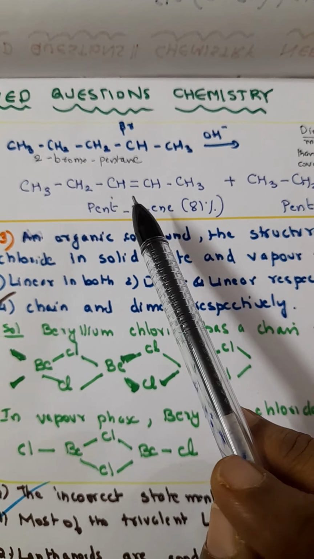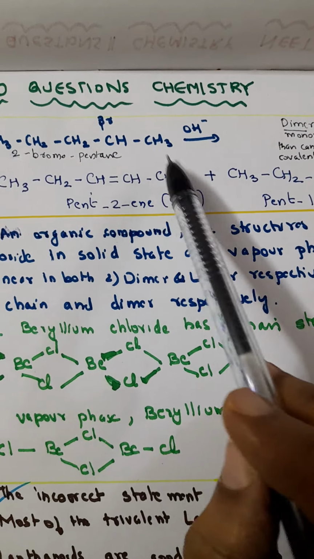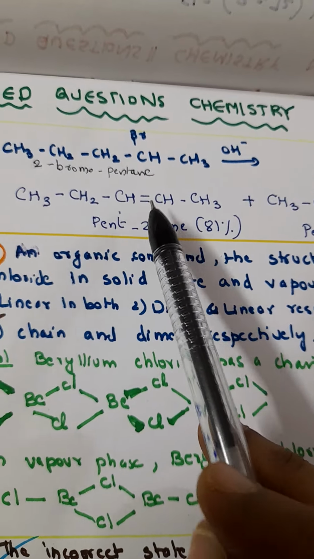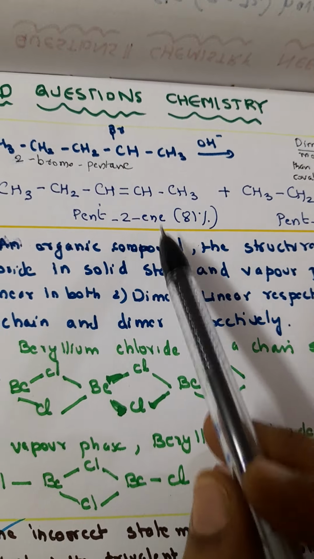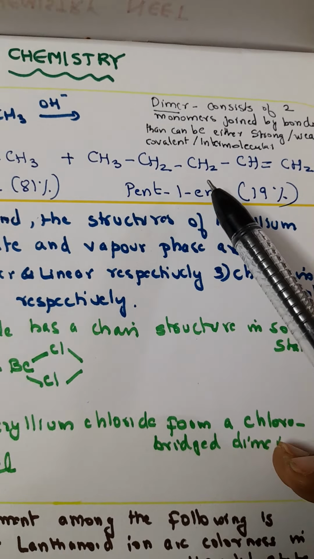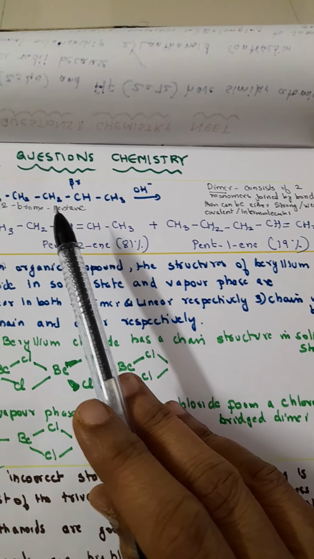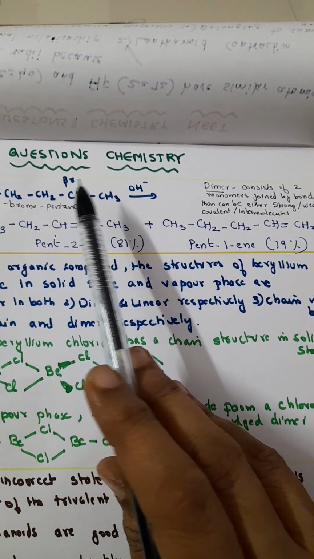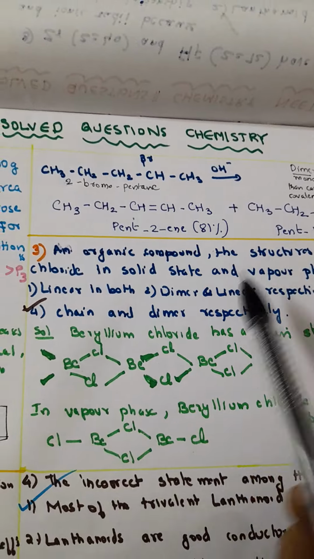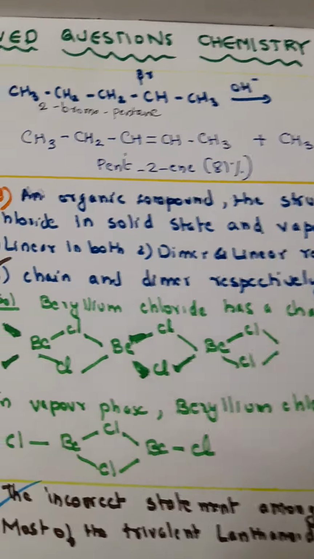So product 1 is CH3, CH2, CH, double bond CH, CH3. One H will go and a double bond will form here, and Br will go. So this is pent-2-ene, that is 81%. See, on both sides we have alkyl groups on the double bonded carbon atoms. This is the priority product, and the second is only 19% pent-1-ene, CH3, CH2, CH2, CH double bond CH2. So this is product 2, where the bromine goes and the double bond comes here. So this is option 4, Zaitsev's rule. Hope this is very clear for you and all of you understood this question.